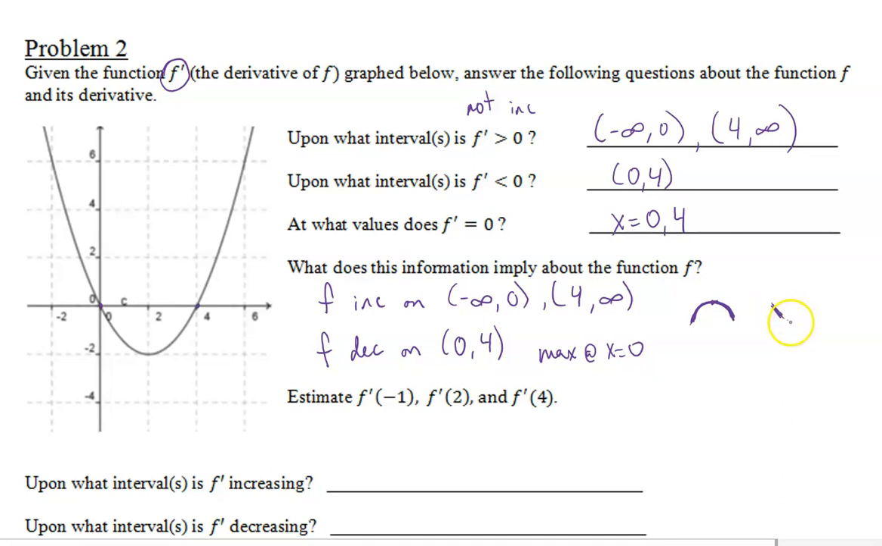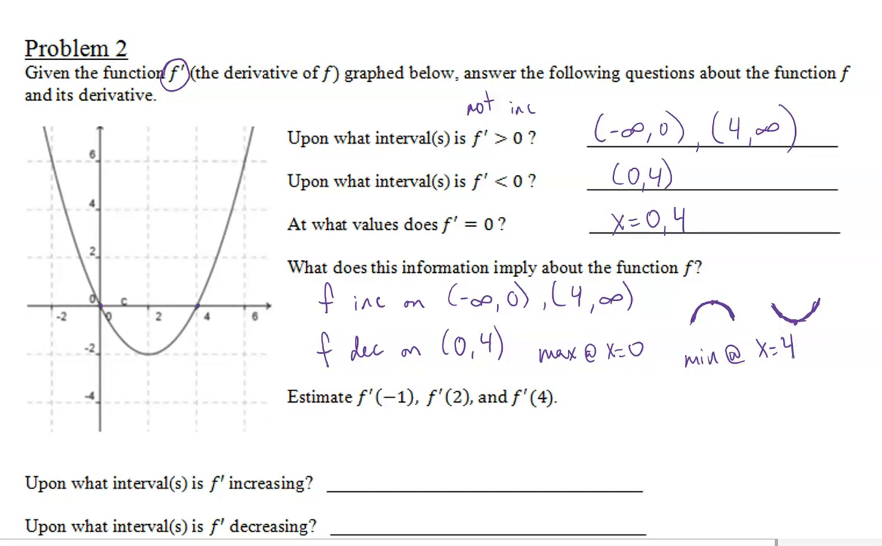And then at x equals 4, we have a slope of 0. Okay, and then to the right, we have a positive slope. So we are transitioning from a negative slope to a 0 slope to a positive slope, because f prime is negative, 0, positive. So that means that this point right here at x equals 4 is a min. So we have a min at x equals 4.